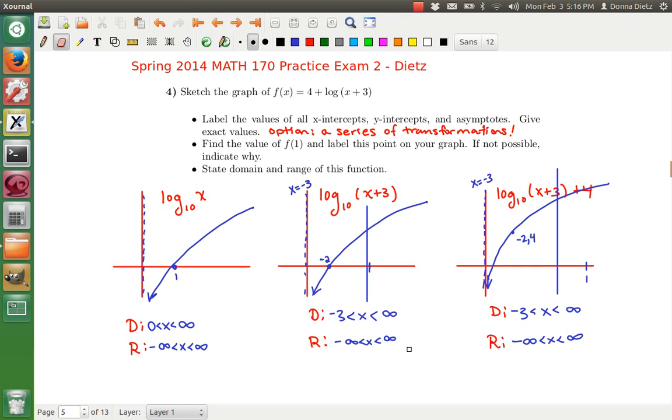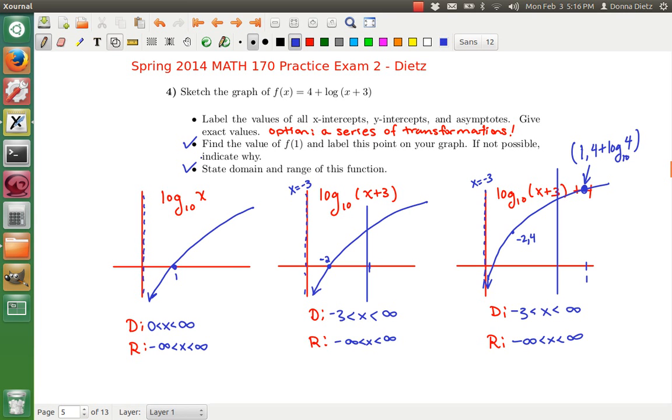Okay, so we are being asked to evaluate this point that's right about there. And it's just going to be 1. Then we're going to have 4 plus log base 10 of 4, whatever it is. It's messy, but it was possible. So it says if it is not possible, indicate why. So we did that. Label, okay, domain and range we got.